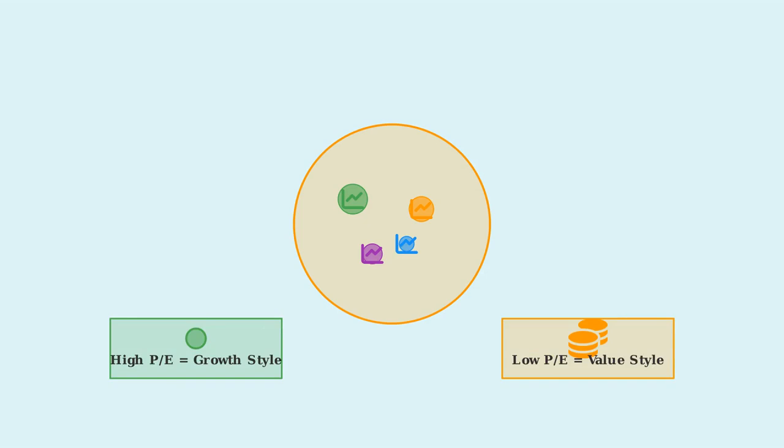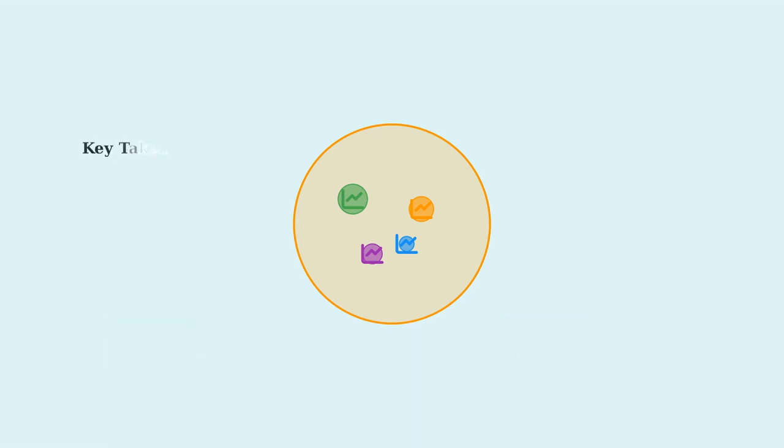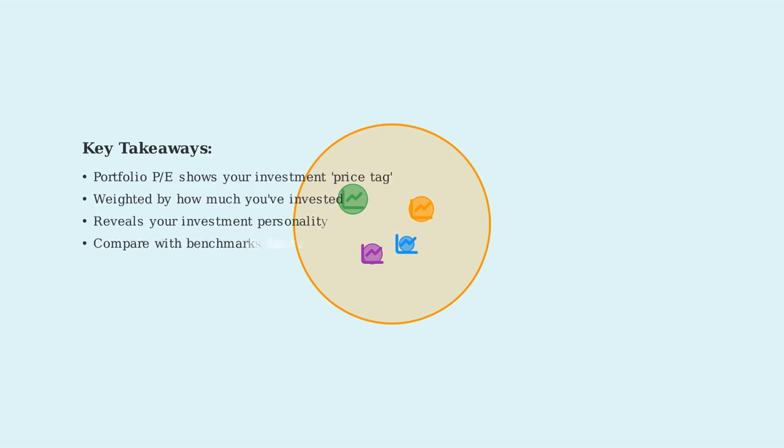A high PE suggests you prefer growth stocks, companies expected to grow rapidly. A low PE indicates a value investing approach, seeking undervalued opportunities. Understanding your portfolio's PE ratio helps you make better investment decisions. You can see if you're paying too much for growth or if you're being too conservative with value stocks. It's also useful for comparing your portfolio against market benchmarks.